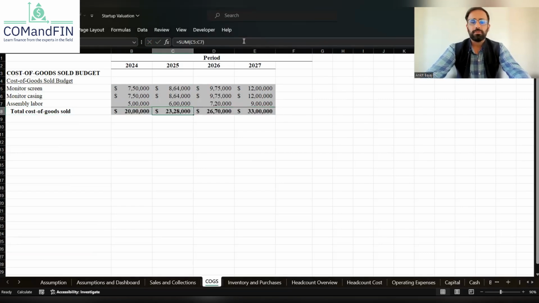So here total cost of goods sold is 20 lakh. It means the company spends 20 lakh dollars on the manufacturing of goods, or whatever direct expenses the company incurs. Now we have calculated the COGS. Now we can jump to the next calculation, that is inventory and purchase.